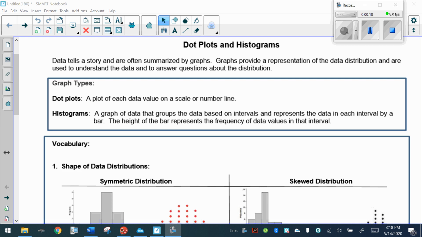This is Mrs. Lester and I'm going to spend hopefully no more than maybe 20 minutes or so talking to you about dot plots and histograms.